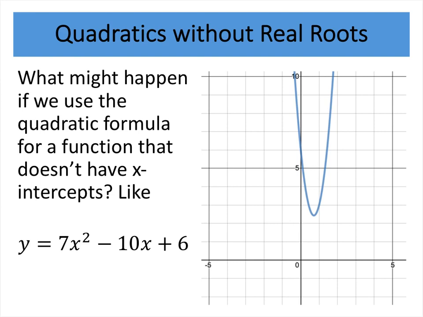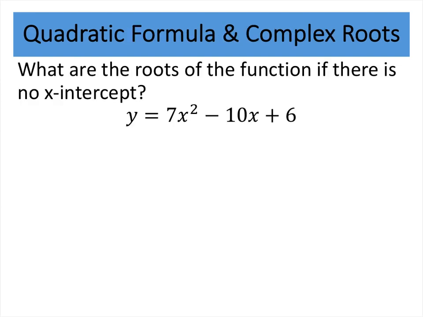Well, first off, I'm going to tell you that this thing is not factorable. We cannot factor this function, and that's just a given for now. You might need to explore and figure out, hey, this is actually not factorable as you go. But you can use the quadratic formula, and you're going to get something called complex roots. So our a again is 7, our b is negative 10, and our c is 6.